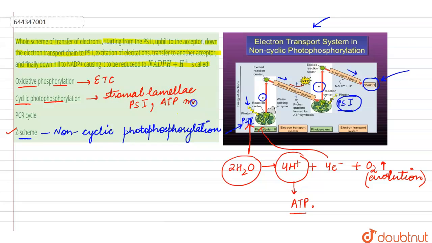So ATP is made here, while PCR is polymerase chain reaction. So all these three options are the wrong options here. So the right answer for this is Z scheme. This is because of the shape of this graph which looks like a Z. So that is why the name Z scheme is given to this. So our option number 4 becomes the right answer for this question. So let's mark this down. So this is option number 4.